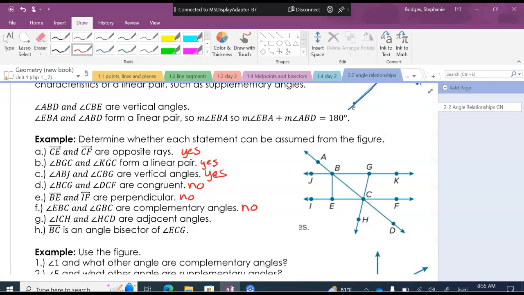All right, angle ICH and angle HCD are adjacent angles. They share a side and they share a vertex. That's what adjacent means. ICH and HCD. Okay, let's look at it. ICH, find that, and then HCD. Do they share a side and a vertex? They do, don't they? So are they adjacent? Yes.